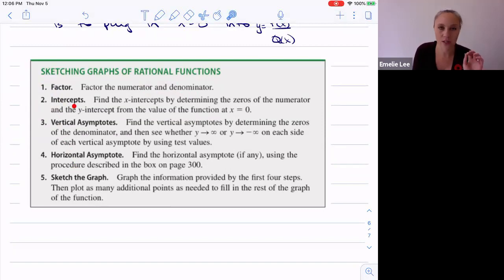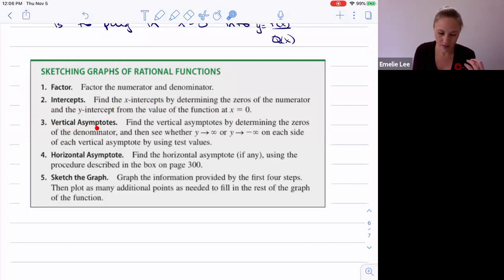Then you can deal with your intercepts. Find the x-intercepts by determining the zeros of the numerator, right? That's why we factored the numerator initially, and the y-intercept from the value of the function at x equals 0. So that's what we just said, right? It's just a little bit cleaner the way they said it, but I wanted to explain it. But it's all here, okay?